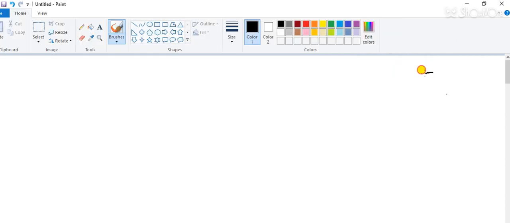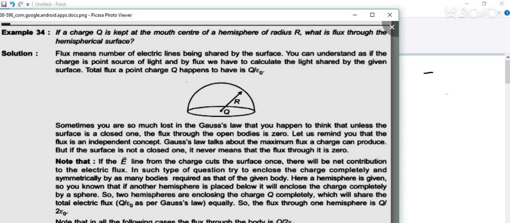Till now we have studied about the open cube, that is like this one. Open cube, enclosed charge. This is a cube, let's suppose, and we have studied about the charge, about the flux, where the charge is placed at the center point, center of the cube.